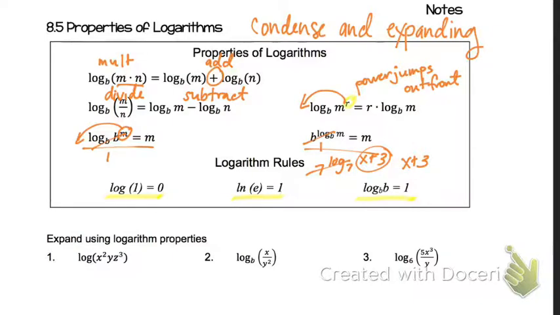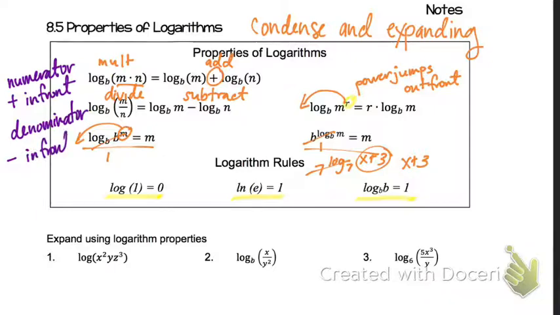Something to mention before we start with the expanding is it's really easy to detect the multiplying ones because they're always adding. But when you divide, you have some that are adding and some that are subtracting. So if it is on the numerator, then you get a plus sign in front, and this will make more sense here in a minute. If it's on the denominator, then it gets a minus sign in front. That will make more sense here in a minute once we start combining.